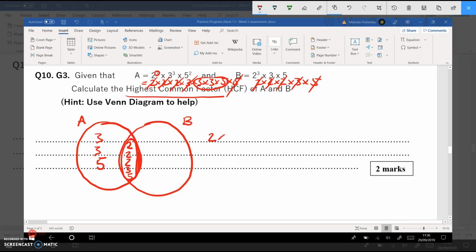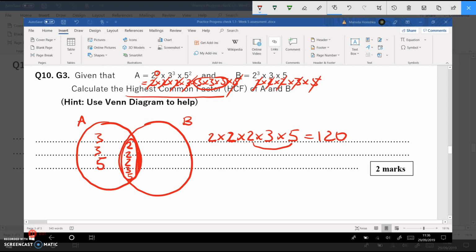So that would be 2 times 2 times 2 times 3 times 5. So multiplying these out, we'd have 2 times 5 makes 10, 10 times 3 makes 30, 30 times 2 makes 60, and 60 times 2 makes 120. But you could have done 2 times 2 times 2 times 3 times 5 in any order. It does not make any difference.